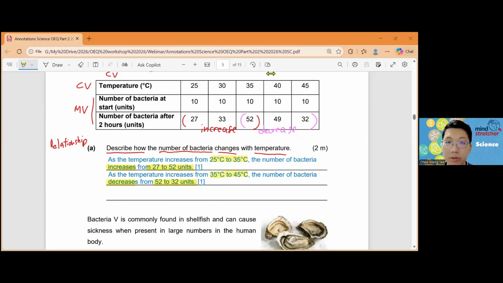Okay, Lucas, since you're asking, your answer is actually fine, but it can be better if you include the values. Like I said, the number of bacteria in terms of units, just add them in to make it even better. What you definitely must put for the values is the temperature. If you don't put any values for the temperature, it's definitely wrong. But for the bacteria, I would say it's okay if you don't really write it, but I would recommend you to also state 27 to 52, then 52 to 32. Specify those.